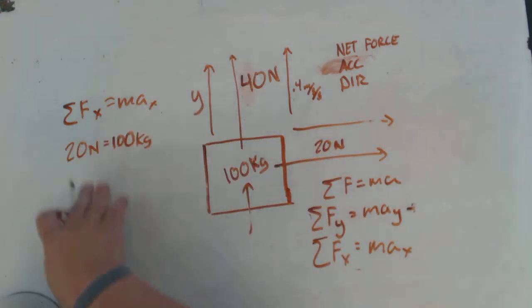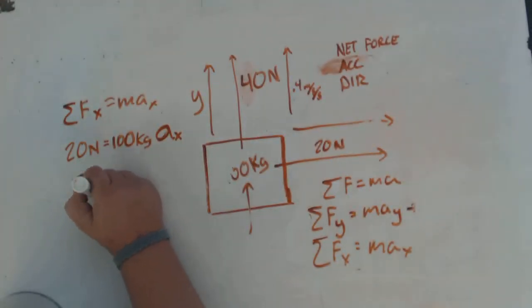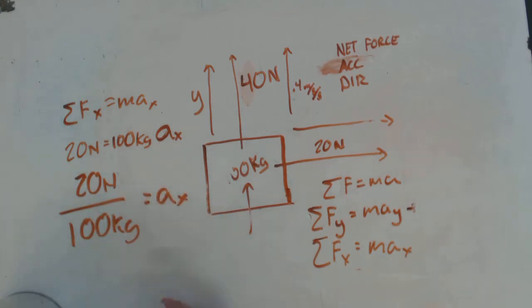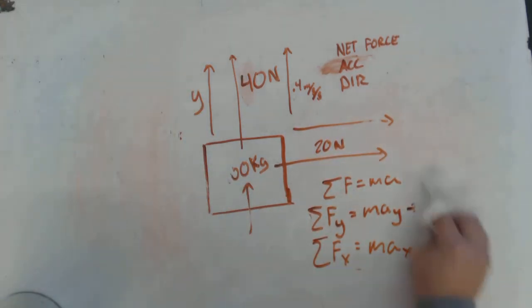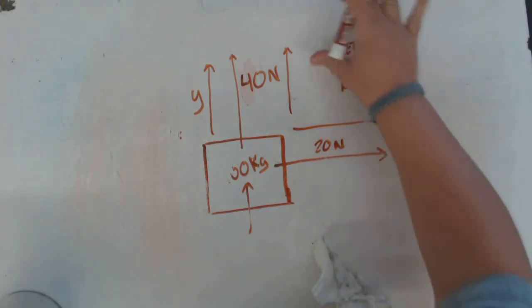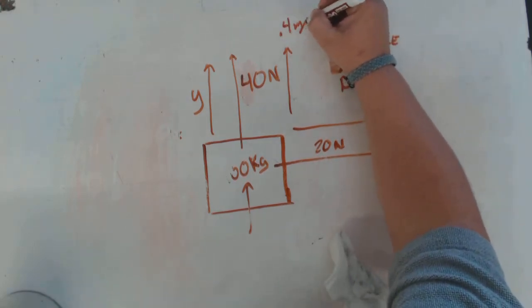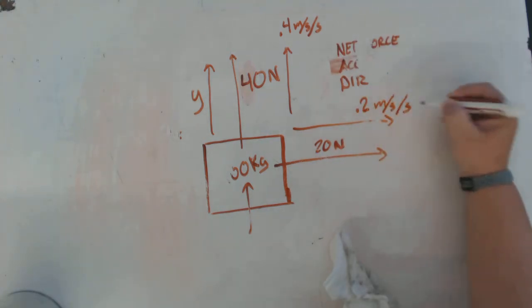Looking back at this equation, for the acceleration in the x-axis we're left with 20 newtons divided by 100 kilograms equals the acceleration, and that translates into 0.2 meters per second per second. So all in all, we have our system here and our known accelerations: 0.4 meters per second per second in the y direction, and over here 0.2 meters per second per second.